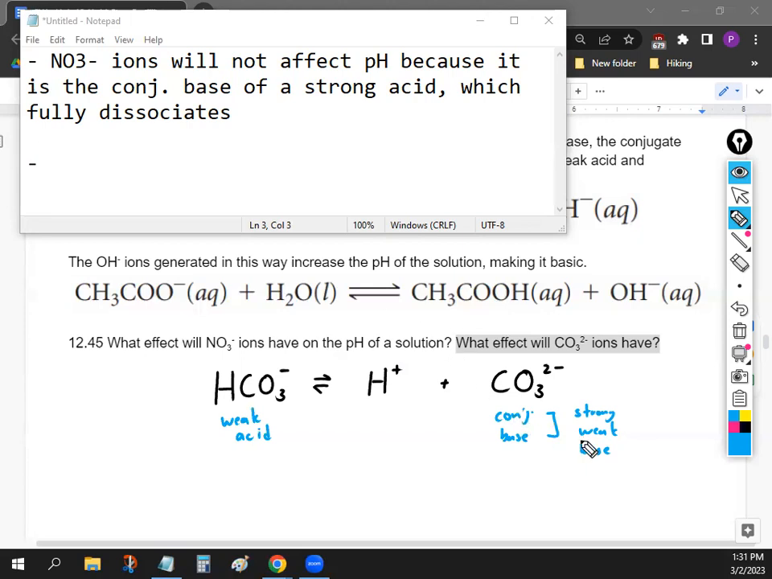But how would you describe it? You would say that it dissociates more than its conjugate, or that it is a stronger base than this is an acid. I know it's confusing, because it's a weak base, but it's on the stronger side of the spectrum of weak bases. So just be careful with your terminology. And yes, because it is the conjugate base of a weak acid, that's correct. CO3 2-, carbonate, will increase pH.